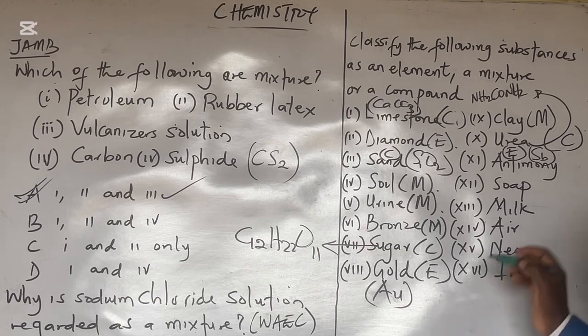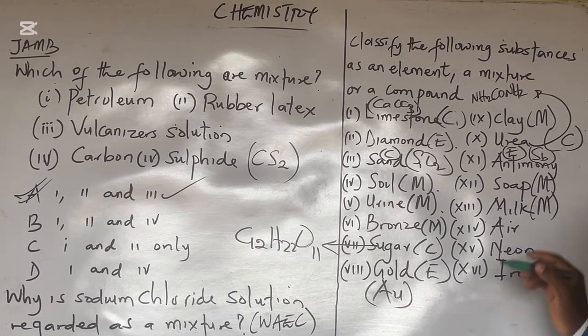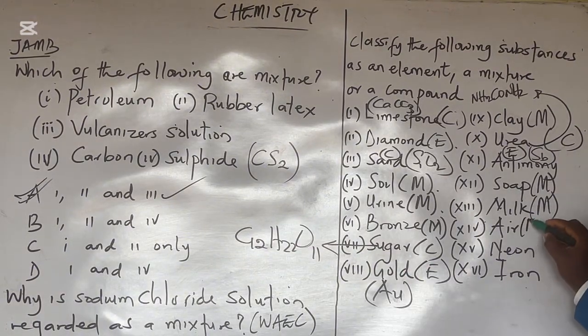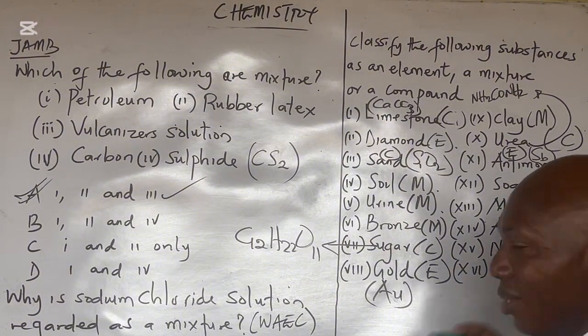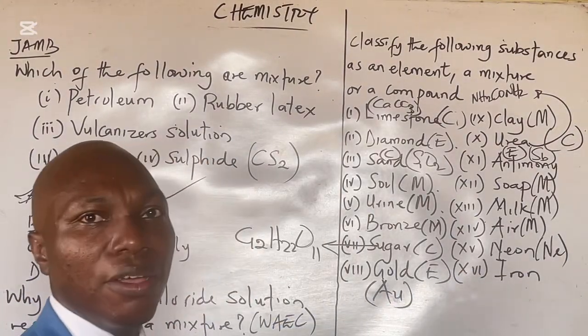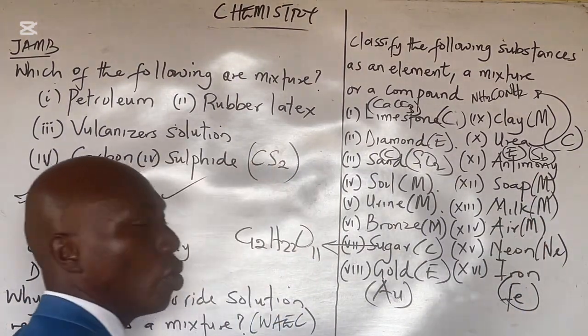Soap is a mixture. We also have milk. Milk is also a mixture. Air is a mixture of gases: noble gases, nitrogen, oxygen, and all that. From the definition of air, air is a mixture of gases. We also have neon. Neon is an element. Neon is a noble gas. That's Ne. And iron is an element. Iron is Fe.